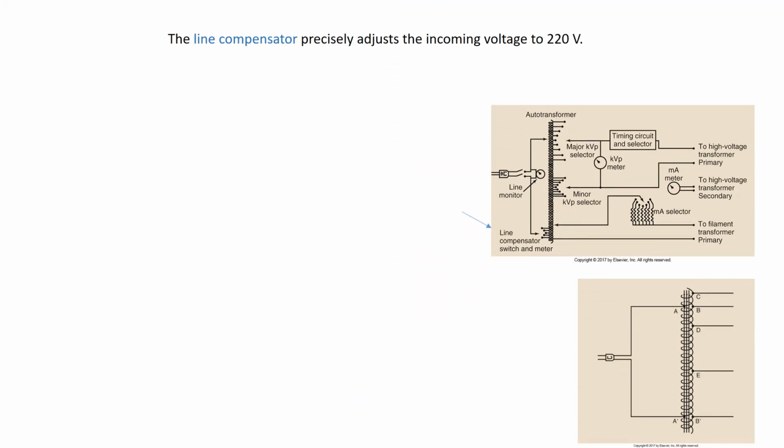So down at the bottom on this drawing, to the right at the top, you have the line compensator. What this does, remember, is you have that variance of the 220 volts coming from the power company. Maybe it's 225. Okay, we've got to get it right back to 220. And that's the job of the line compensator. It adjusts the incoming voltage to exactly 220 volts.